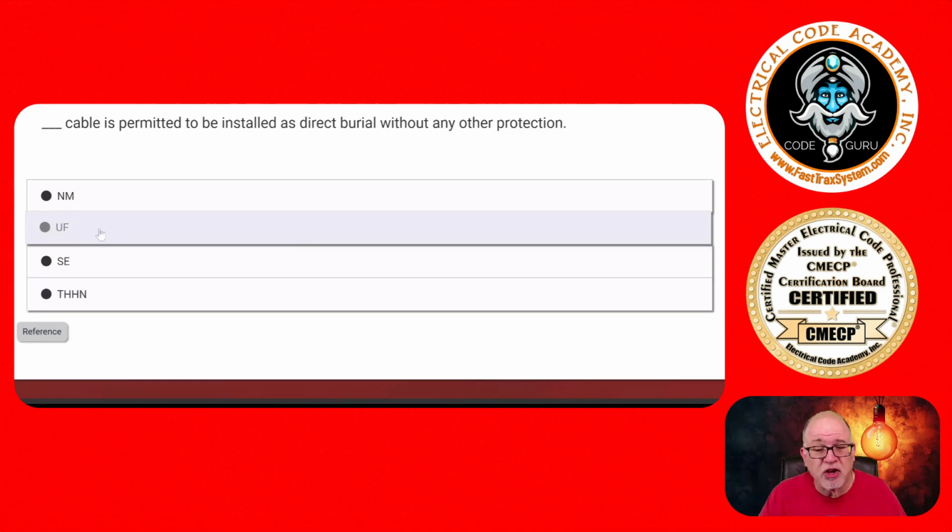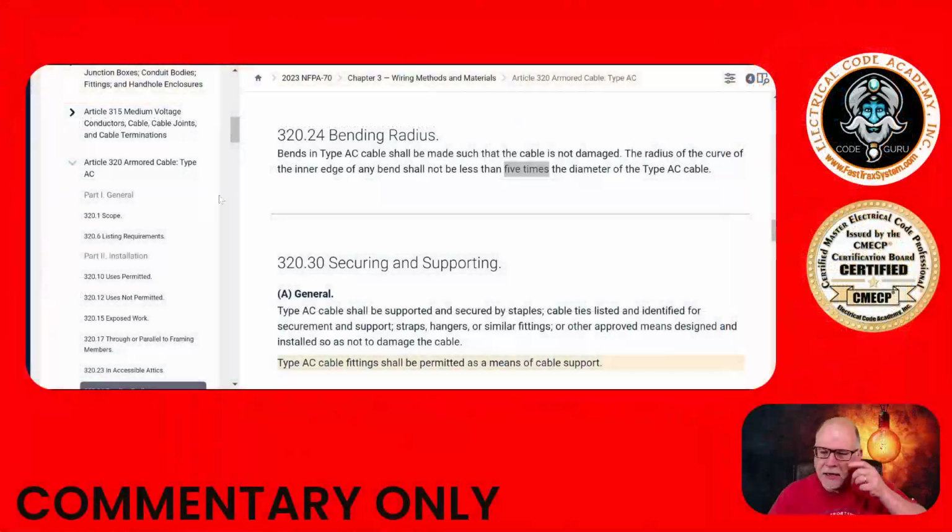But UF is underground feeder and branch circuit applications. Here it's just called UF. It doesn't say underground feeder and branch circuit, but it does when you look at Article 340. And so you're saying, okay, where do we verify that? Real quickly, I will take you through each one of these and show you where they're not permitted. I'll take you to the NEC. All right, so let's do the first one.